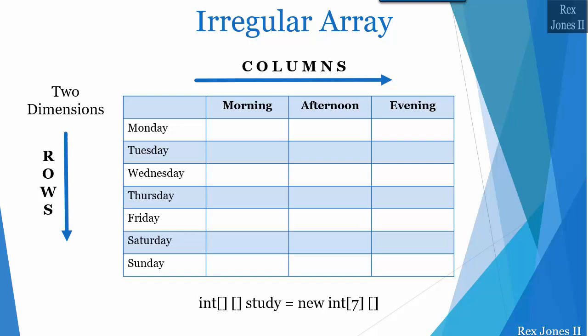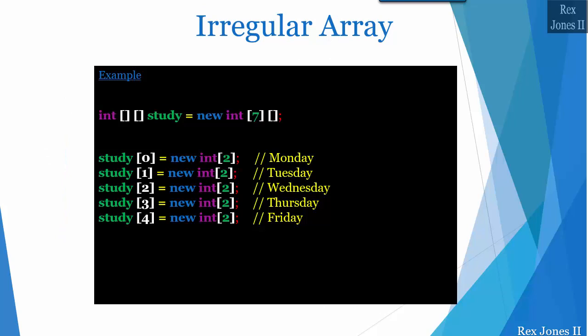Imagine we have a study schedule for each day of the week. Monday through Friday, we manage to study 2 times a day. As a result, on the left side of the expression, we write study with an index of 0 all the way to study with an index of 4. On the right side, we write new int 2 with 2 inside the square brackets. The 2 inside each bracket represents the number of times we study Monday through Friday.